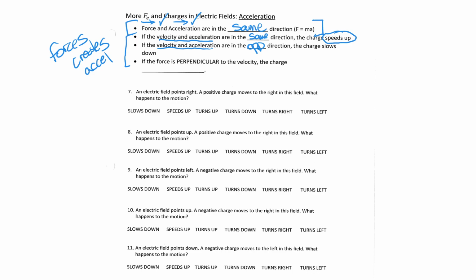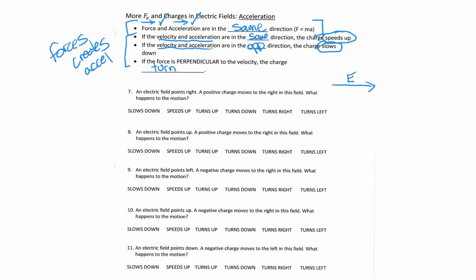Now, there's one more possibility. What if the velocity and the acceleration are perpendicular to each other? Well, then the charge will turn. Now, all three of these are accelerations, slowing down, speeding up, and turning, and you have to figure out whether it does one of those three. So let's do one together. An electric field points to the right.